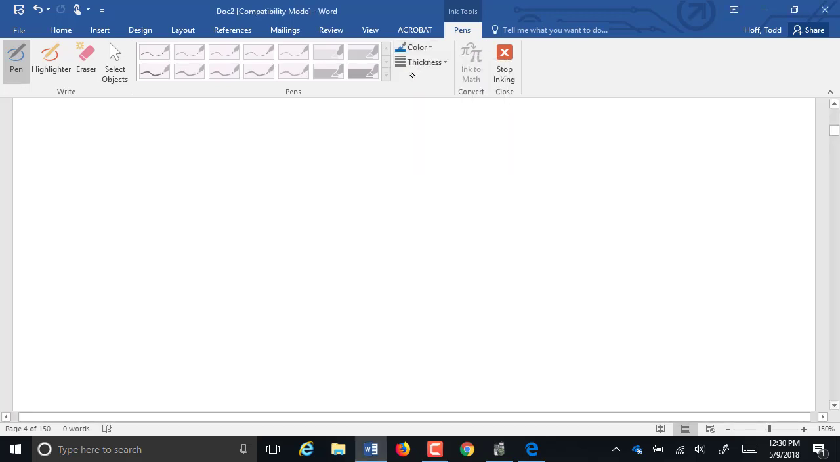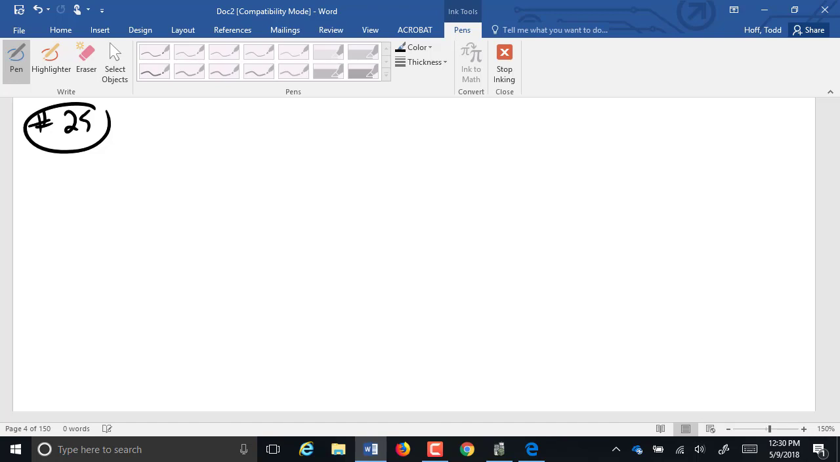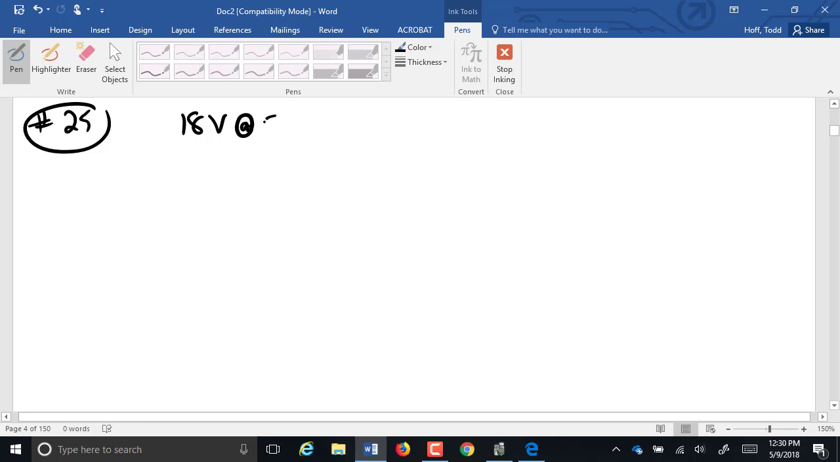Okay, so on your test, number 25, it says if the voltage phasor is 18 volts at 53 degrees, VC is 4 volts. So VC goes which direction? Down. That's 4 volts down.